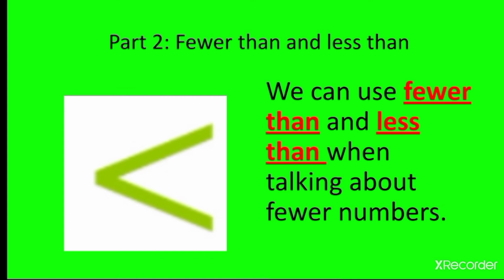And the last one, part 3, fewer than and less than. We can use fewer than and less than when talking about fewer or smaller numbers. So you can say 2 is fewer than 3, or 2 is less than 3.